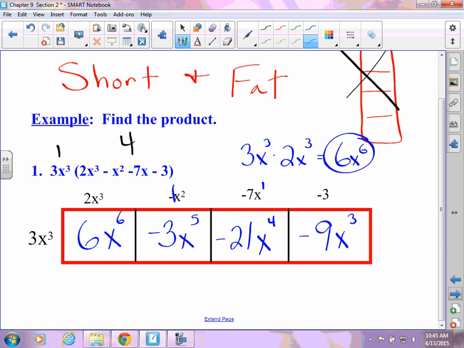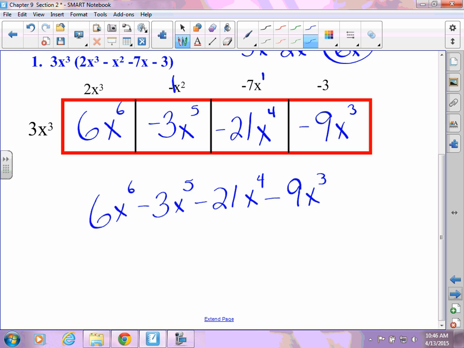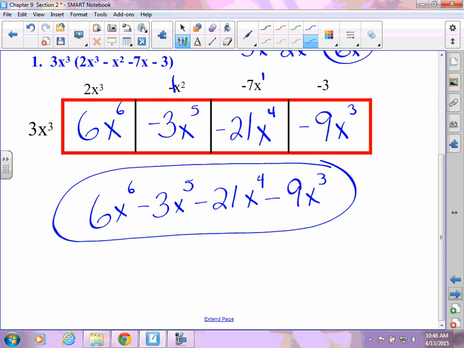And then when you're done with this, I'm going to ask you to write it out. So underneath it, you're going to write 6x to the 6th minus 3x to the 5th minus 21x to the 4th minus 9x to the 3rd. And that is your answer. Okay? What the boxes do is they keep everything in nice, neat compartments. So it's not all these signs and numbers all over the place, and then you get confused, and did I multiply this number by this number? And it becomes kind of a jumbled mess.